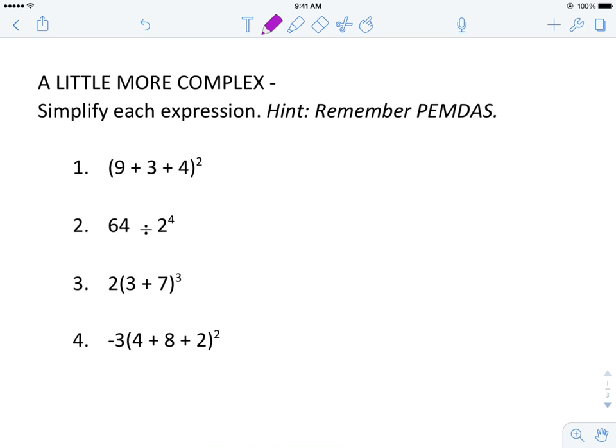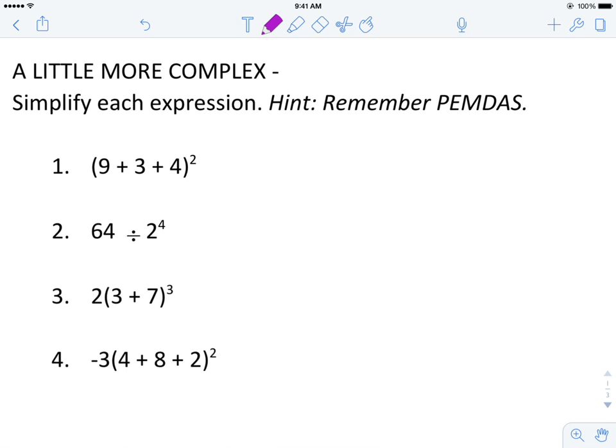Now let's extend it and make it a little more complex. Remember how I said that PEMDAS was super important? This is where it comes into play. So, PEMDAS, the first thing is parentheses. That means for number 1, I'm going to look at the parentheses first. Then I worry about the outside. So inside the parentheses, I look, okay, I don't have any more parentheses, we're good. I don't have any exponents, we're good on the E. Now multiplication, I don't have any; division, I don't have any; addition, I have addition, so I'm going to do the addition next. So 9 plus 3 gives me 12, plus 4 gives me 16.